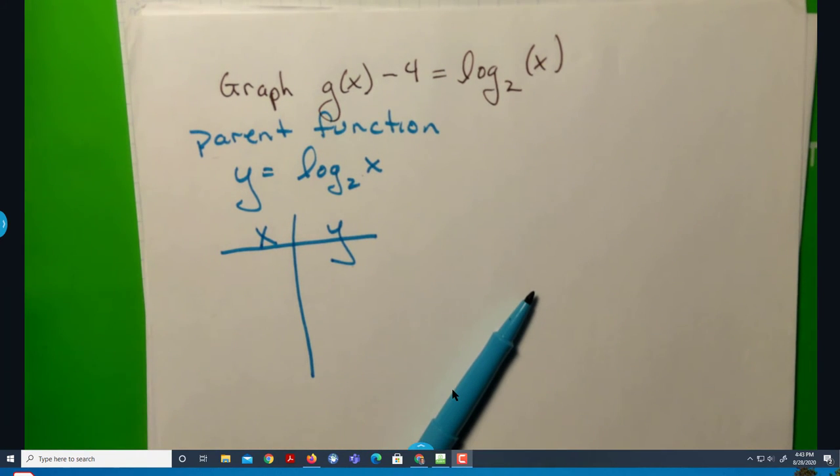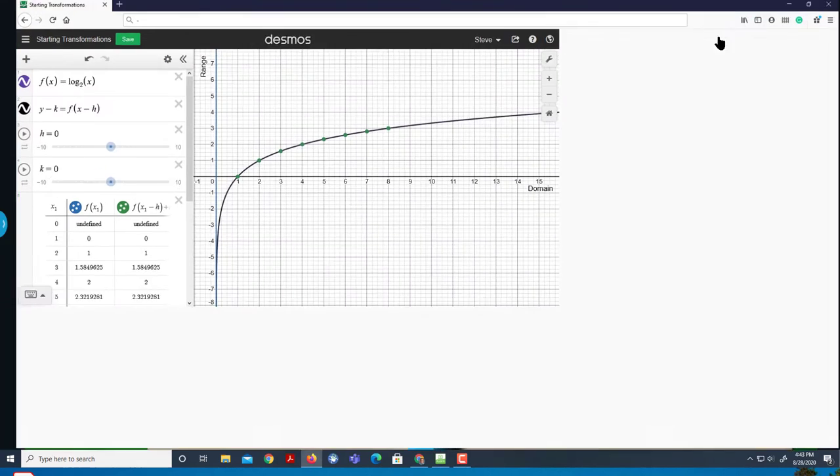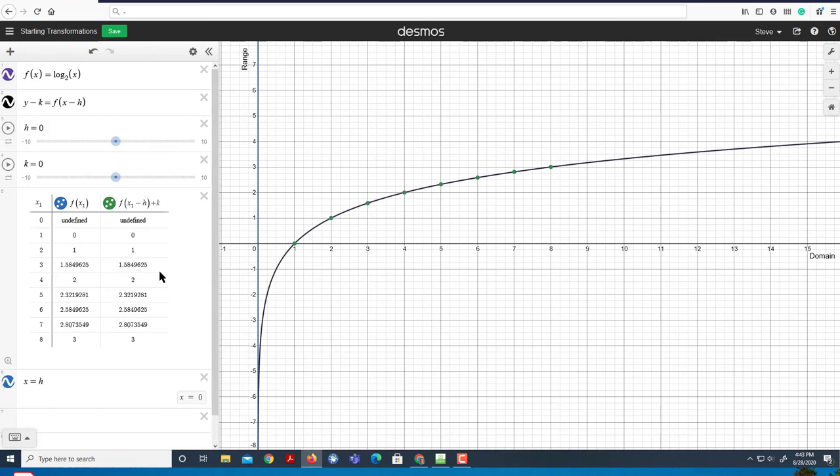All right, so let's bring in some technology, shall we? Okay, let me blow this up. There's the log base 2 of x. Notice that for the parent function, its domain is all positive real numbers. Its range is all real numbers. And it has a vertical asymptote at x equals 0.